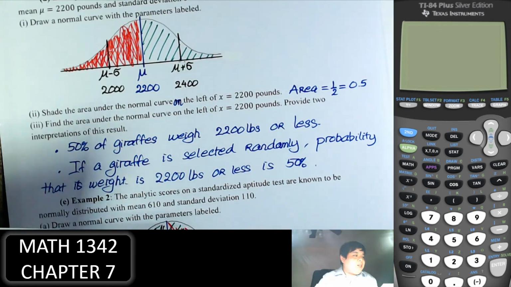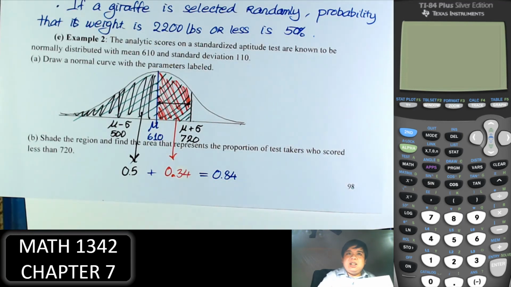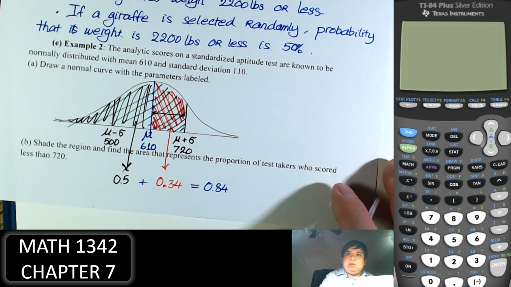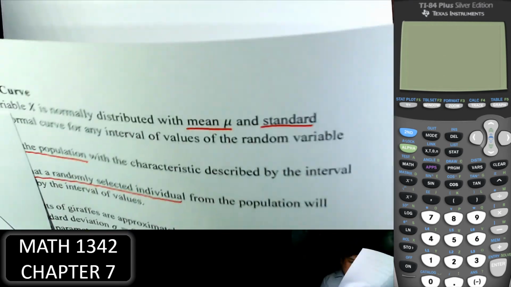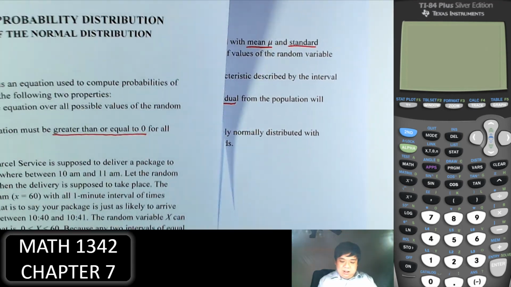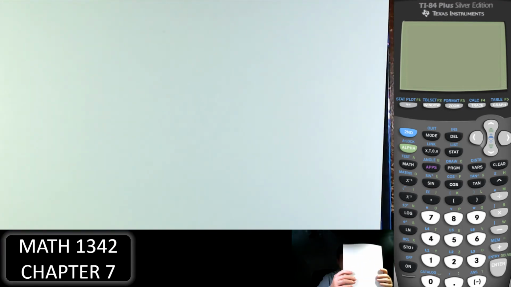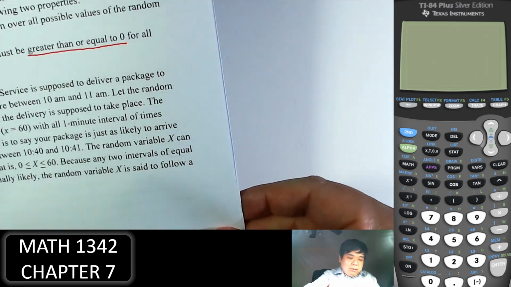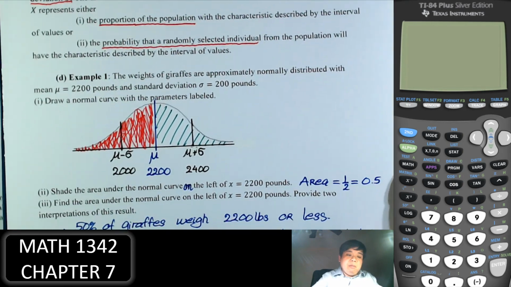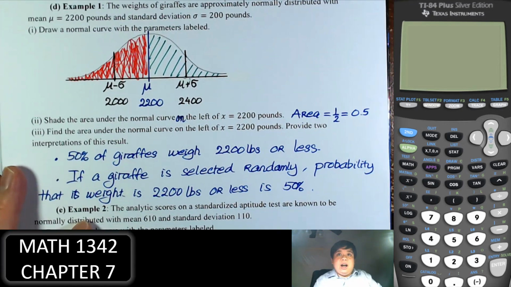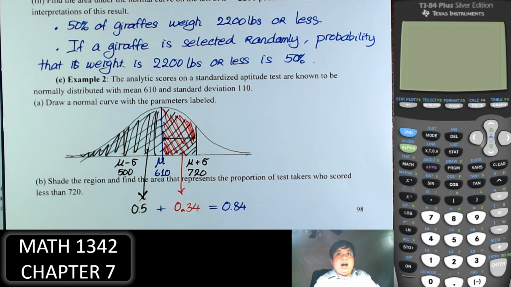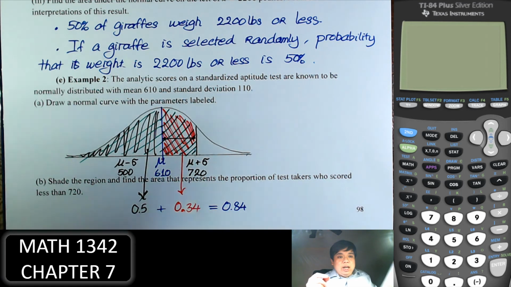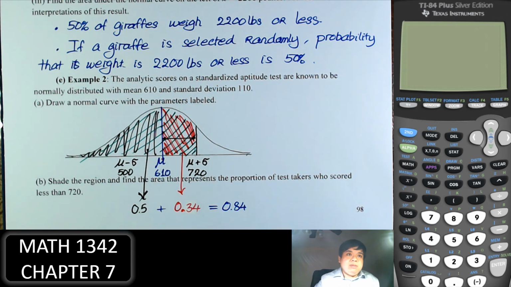Notice that this is continuous. So when we say less than or equal to 720 or less than 720, that is almost the same thing because it is continuous. Right. So once again, the area means three things: the area itself, the proportion of the population, and the probability of selecting one random individual that has that characteristic.